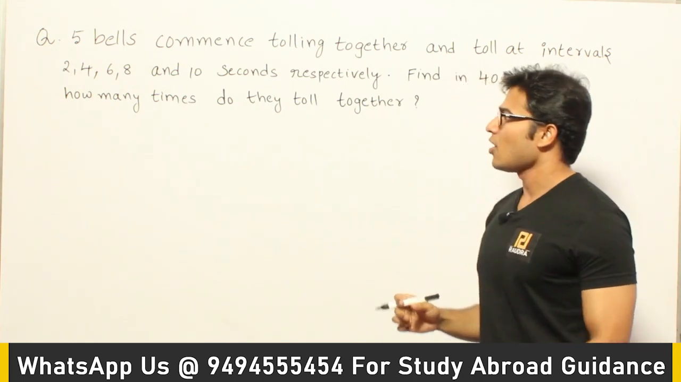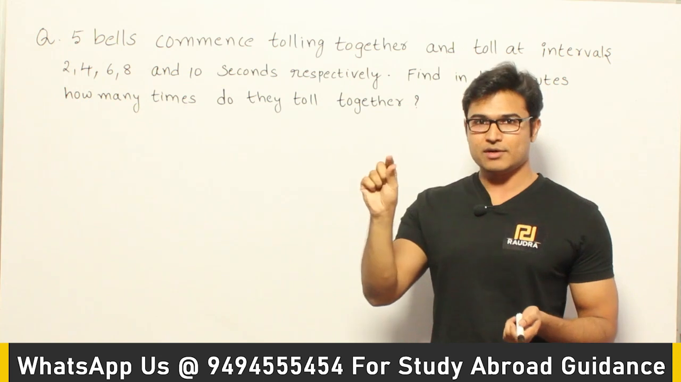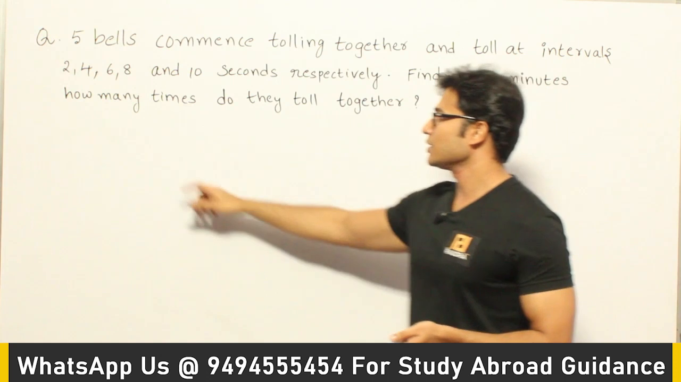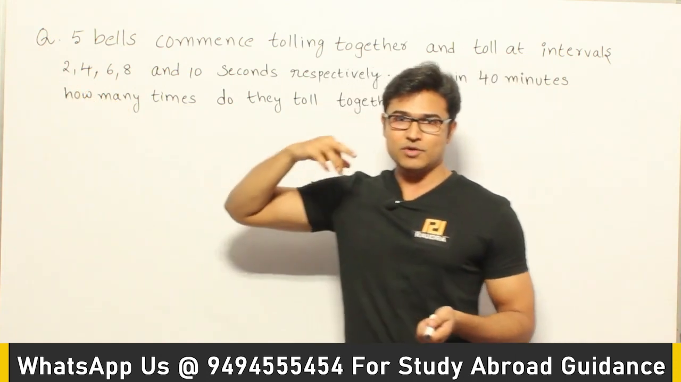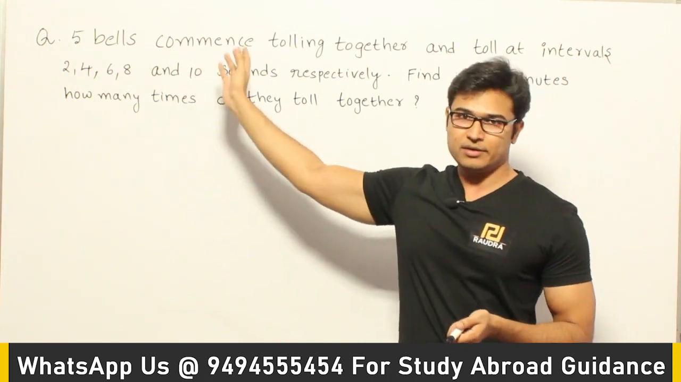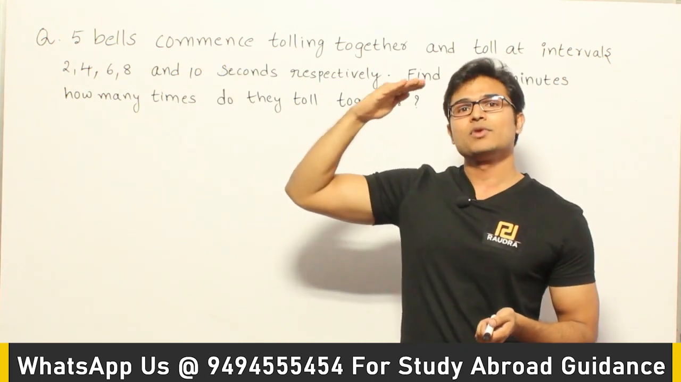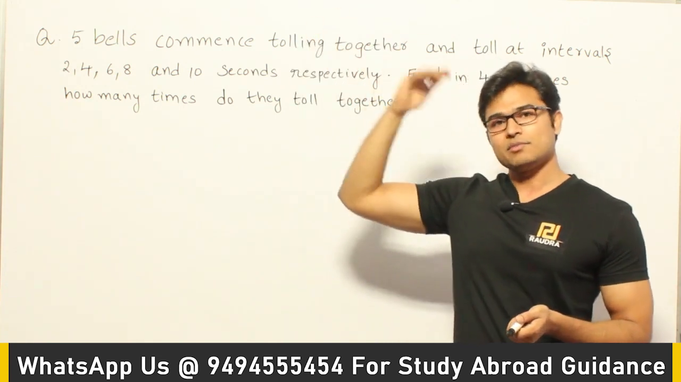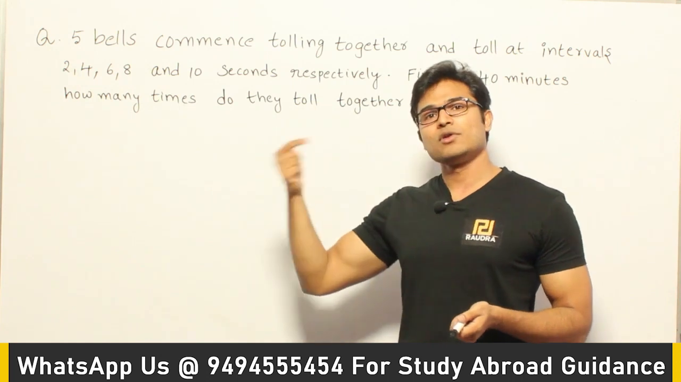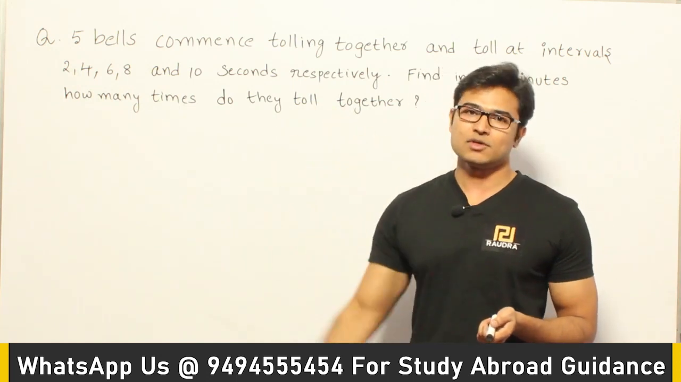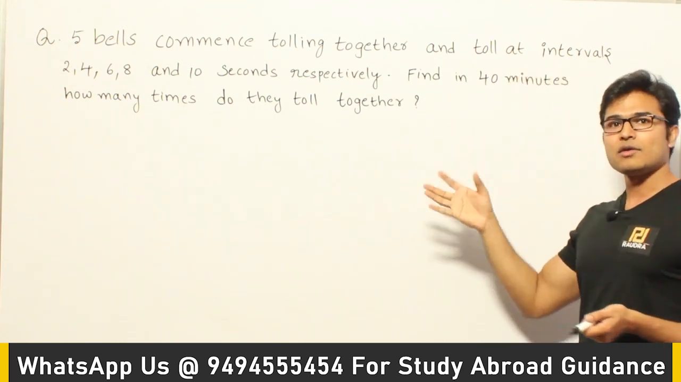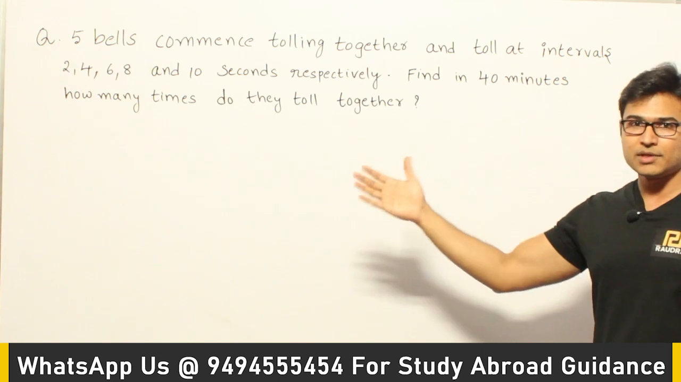Now they are saying that all of them are going to ring together initially, and then each one is going to ring at different intervals. One is taking 2 seconds, which means after every 2 seconds it will ring again. Another is taking 4, others 6, 8 and 10. When they ring together now, then exactly after some time, we don't know when, they are again going to ring together, and it is going to happen at regular intervals of time. Now they are asking, how many times will they all ring together in a span of 40 minutes?